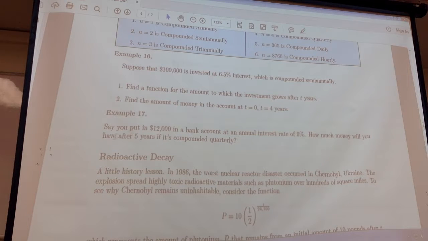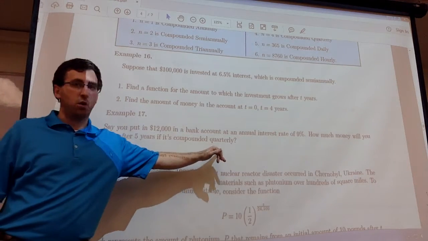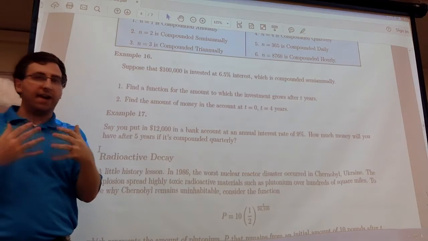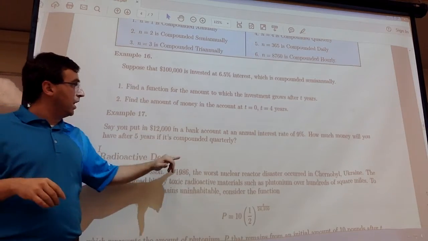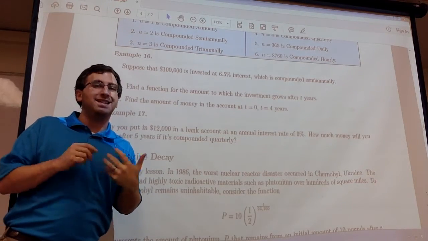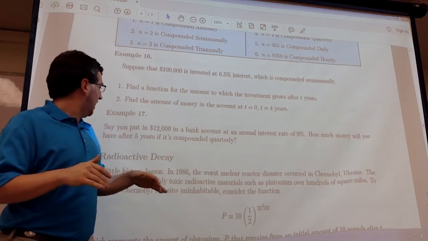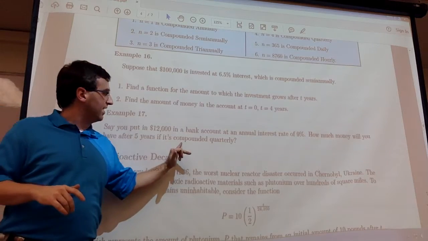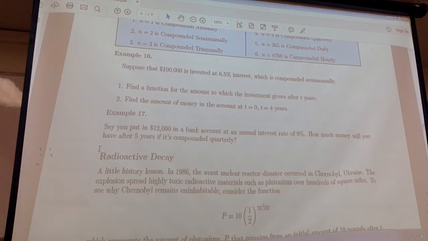Let's say for this problem, you put $12,000 into a bank account at an annual interest of 9%. How much money will you have after 5 years if it's compounded quarterly? To interpret this in the formula, 12,000 is your P value, your principal. Your interest rate R is 9%, but since it's a percent, you've got to convert it to a decimal, so 9% is 0.09. Your T would be 5, and since the problem says compounded quarterly, your N value would be 4. Now, how do we plug this into the calculator?